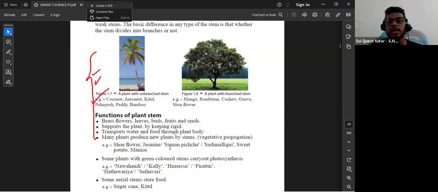Some plants with green colored stems carry out photosynthesis. Like Shahil clearly mentioned, photosynthesis occurs only in green plants, because chlorophyll is a green pigment which absorbs the sunlight. Therefore the plants with green colored stems carry out photosynthesis. That is why when you look at most of the plants in your garden, anywhere, the plants are green in color. You can see there are different examples also given.